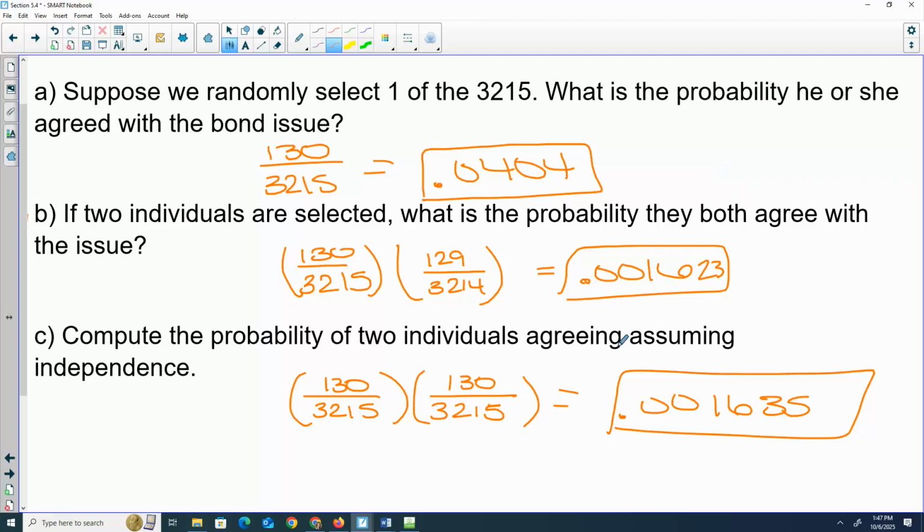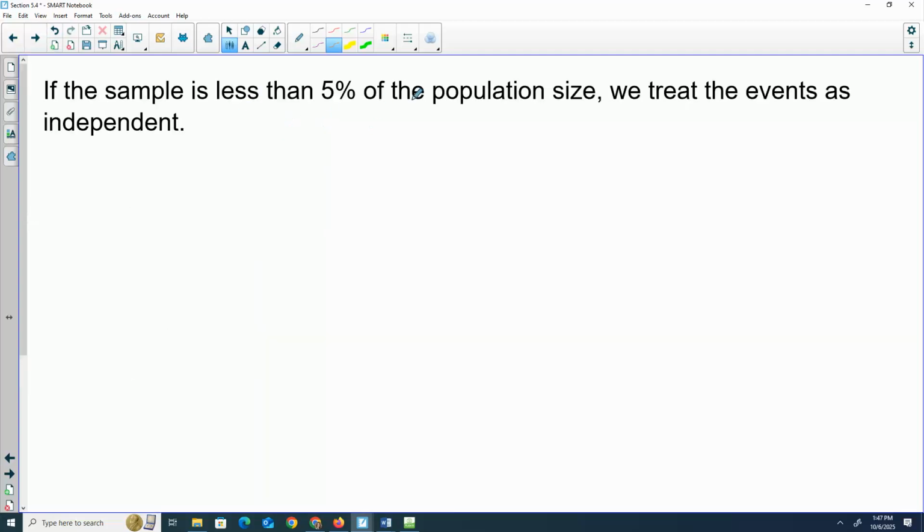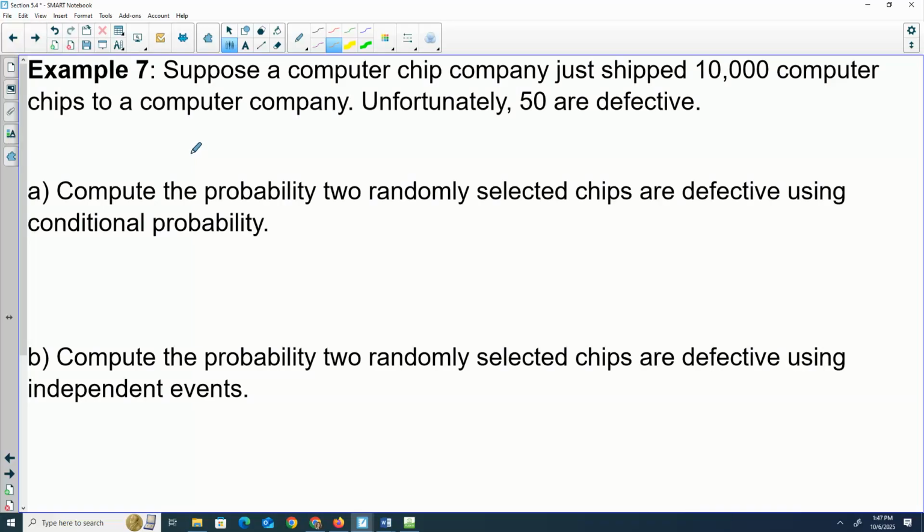All right. In general, if our sample is less than 5% of the population, we treat things as independent. That will be something that we use in the next unit, but I thought I might mention it here. So as long as your sample is less than 5% of the total population, we can assume it's independent. All right. I want you guys to take a second and see if you can set up these two problems.